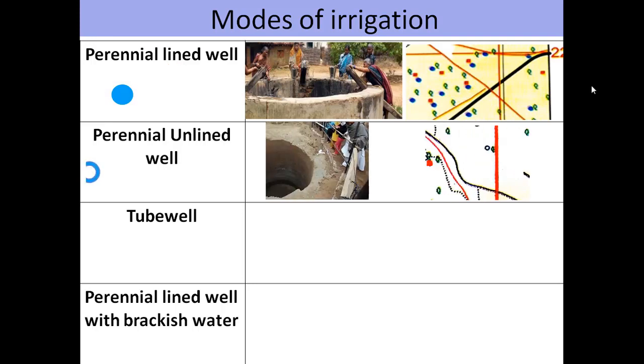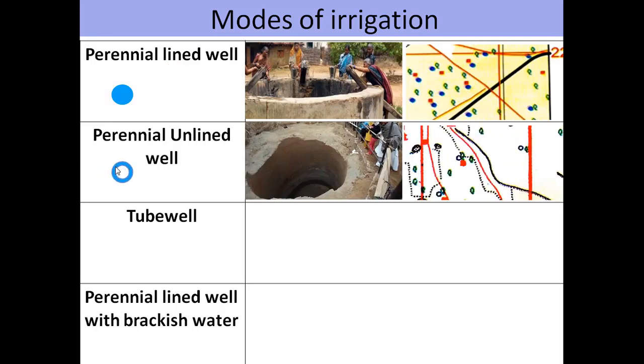Perennial unlined well. As you can see, the symbol on the topographical map is shown like this. A blue color circle with no fill inside. In this picture also you can see a well without a wall.